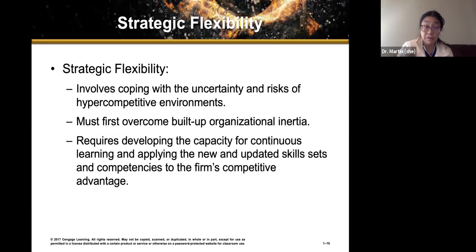so what's involved in being flexible? So you have to cope with uncertainty. So you have to know how to react when you see it coming. And you also have to estimate in advance some of the risks and the returns. You must overcome built up organizational inertia. So just because you feel like you're headed in one direction doesn't mean you can stay there. And you need to continuously develop your capacity to learn and apply new and updated skill sets, right? You need to become a learning organization.